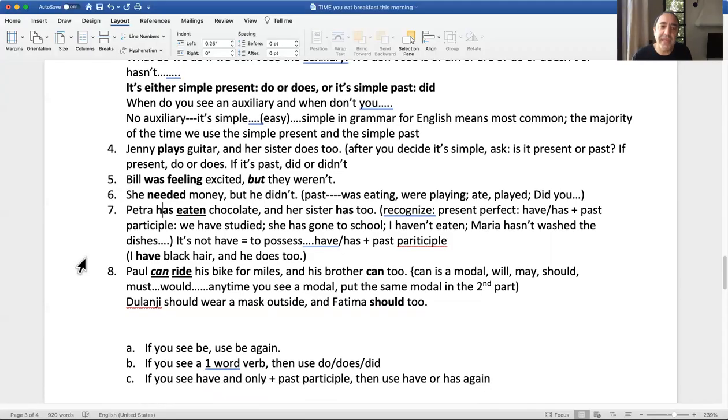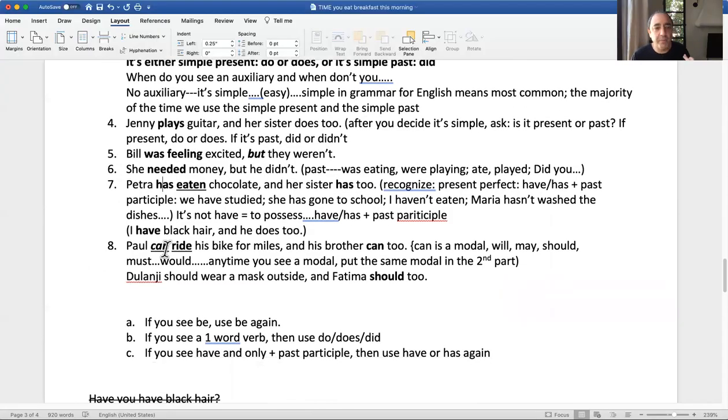And the modals are the easiest one, guys, because whatever modal it is in the first part, use the same modal here, but it could be positive or negative. It could change that way, but otherwise it stays the same. Paul can ride his bike for miles, and his brother can too. Delanji should wear a mask outside, and Fatima should too. Should goes to should, or should goes to shouldn't. It doesn't really change, just positive or negative.